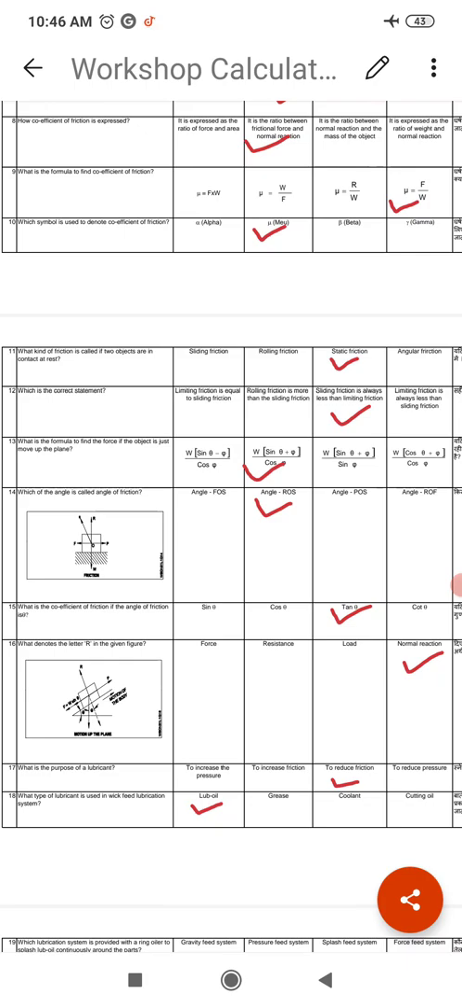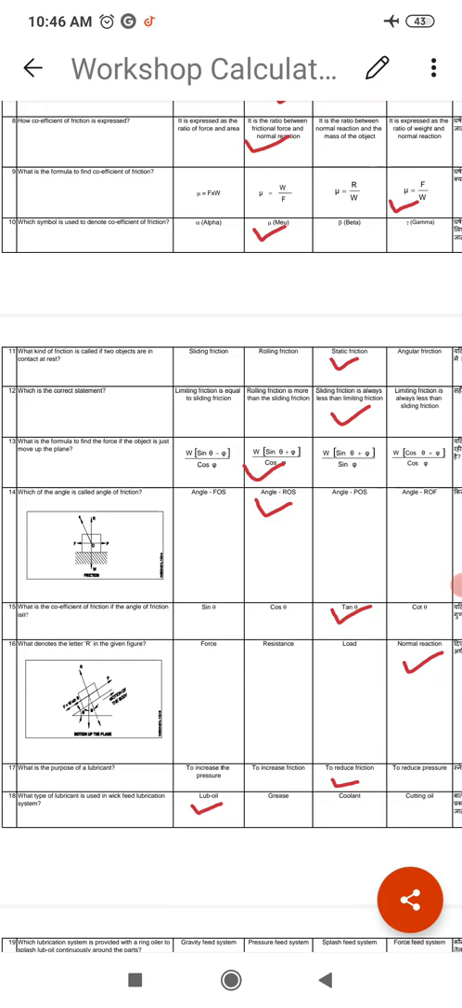Students, this is a very important question for workshop calculation and science for second year students. It is for CBT exams. MCQ, very important. Next question, what is the purpose of a lubricant? Its answer is to reduce friction.